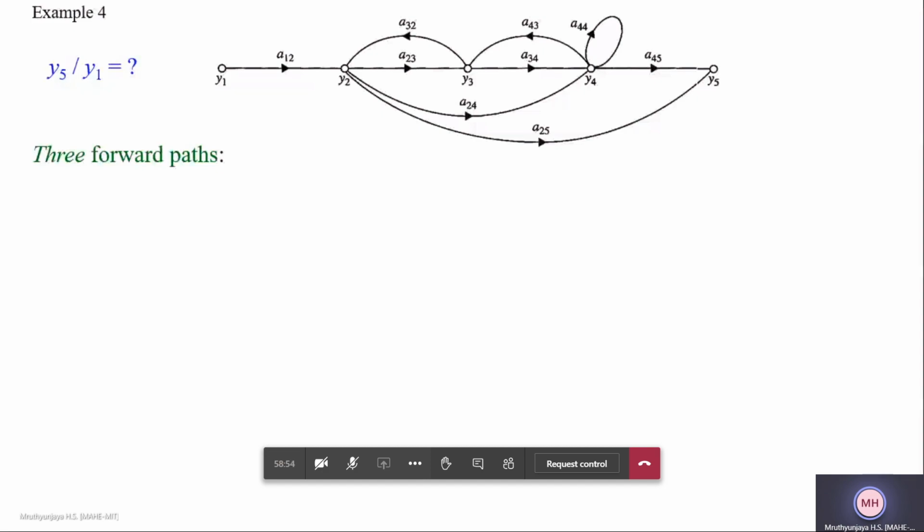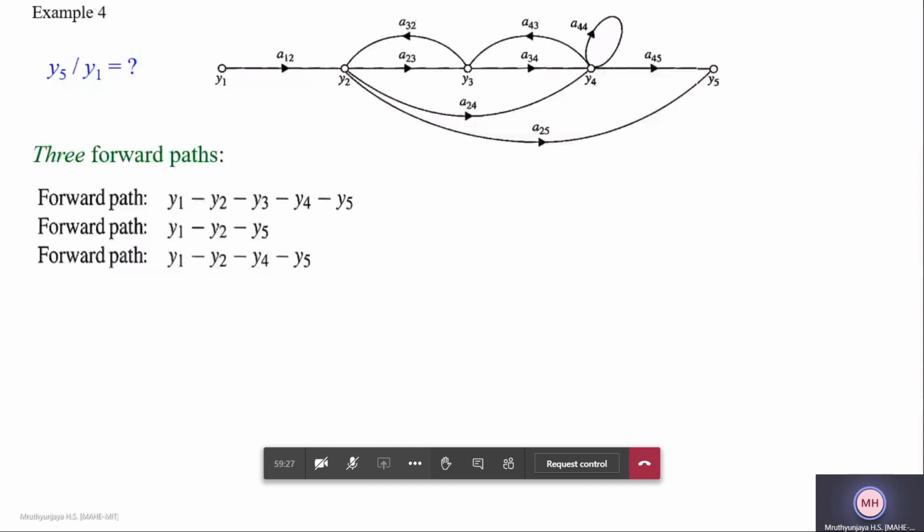So there are 3 forward paths. Which are they? Tell me. One is straight one, A12, A23, A34, A45. Second one is A12, A24, A45. Third one is A12, A25. There are 3 forward paths.